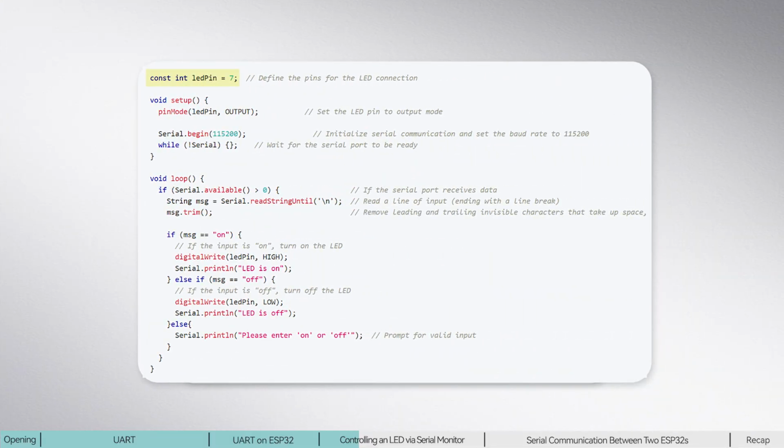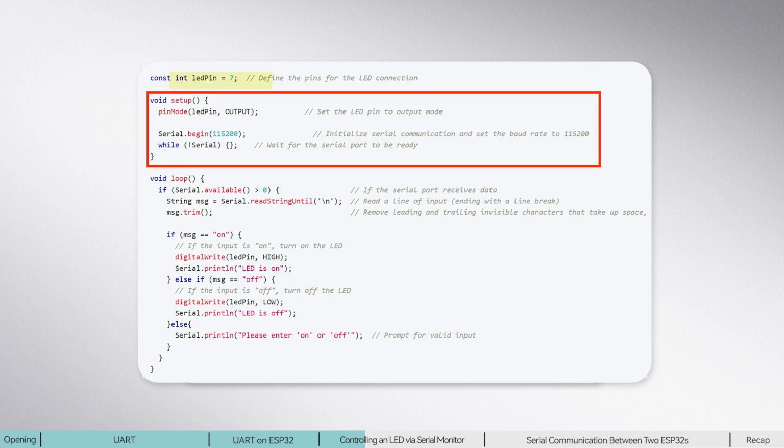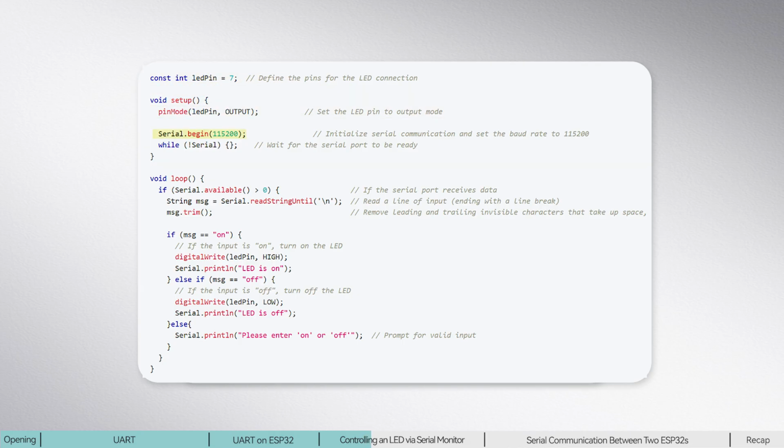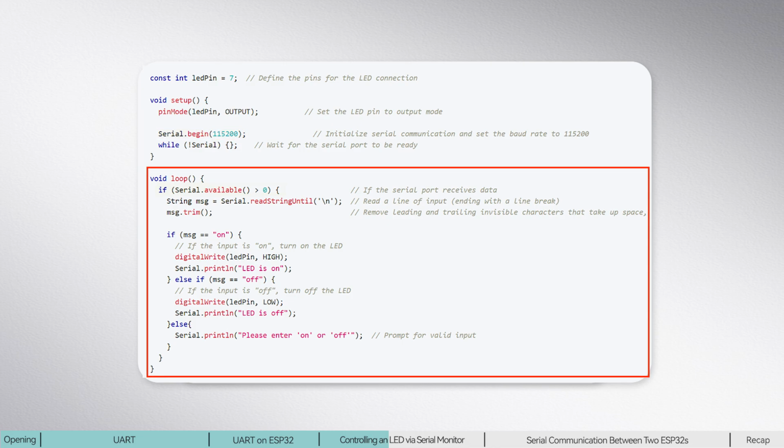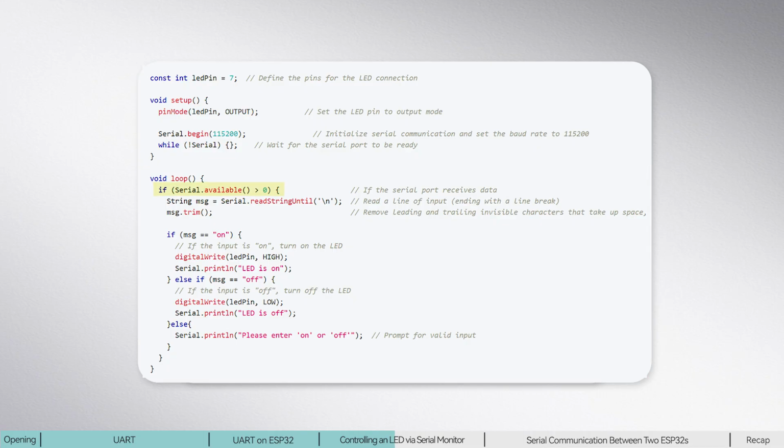Now let's look at the code. First, we define the pin variable. Then, in the setup function, we use pinMode to set the LED pin as output. The core line is Serial.begin(115200), which starts the default serial port and sets the baud rate to 115200. The baud rate set in the serial monitor must match this. In the loop function, first we use Serial.available to check if there is any data in the serial receive buffer.